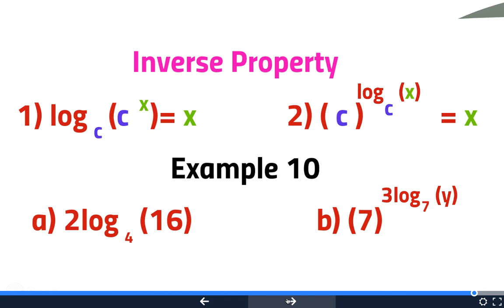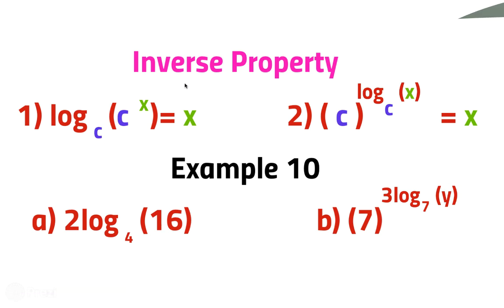Okay guys, so the last property we're going to be talking about. I know we talked about a ton of properties, but we saved the best for last. In my opinion, this is one of the easiest properties. So, the inverse property. So inverses, as we've been talking about, are things that are opposites of each other, or they undo each other or cancel each other out.